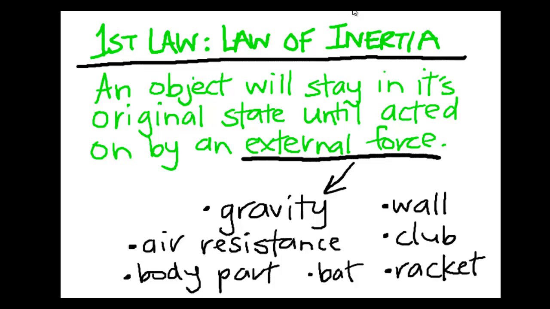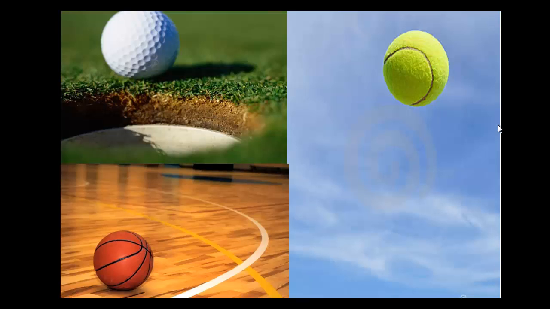So let's apply that now and have a look at what I mean by this. Here we have a golf ball in the top right hand corner. That golf ball is just sitting there, and until a club acts on it or hits it, it will stay there. So it will stay in its original state of motion, which is still, until a club hits it, and then hopefully it goes in the hole.